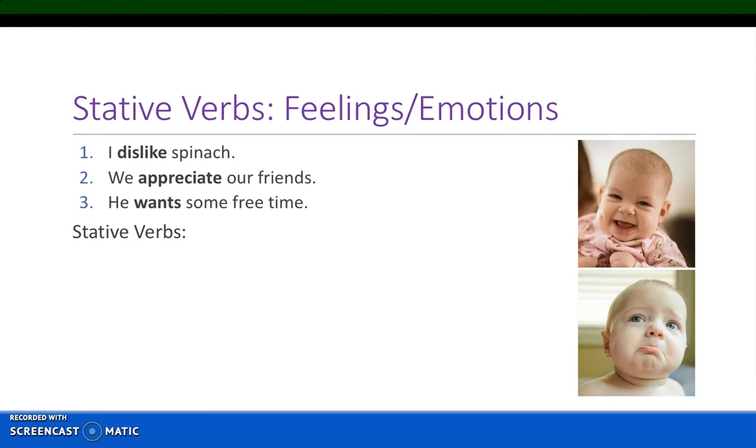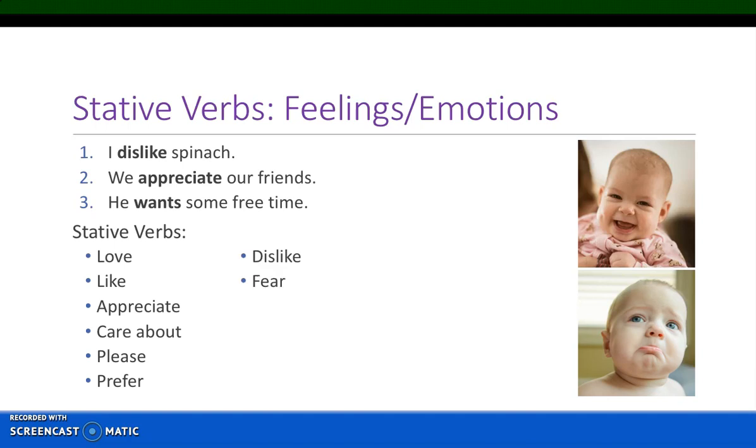Here are some other stative verbs in this category. Love, like, appreciate, care about, please. Dislike, fear, hate, mind or don't mind, desire, need, want, and wish.